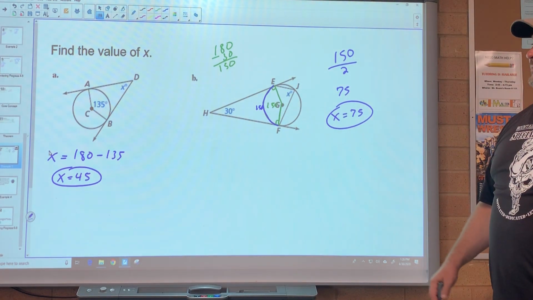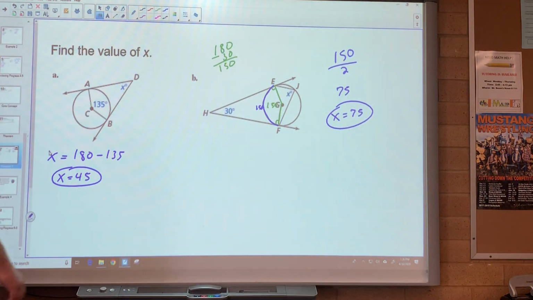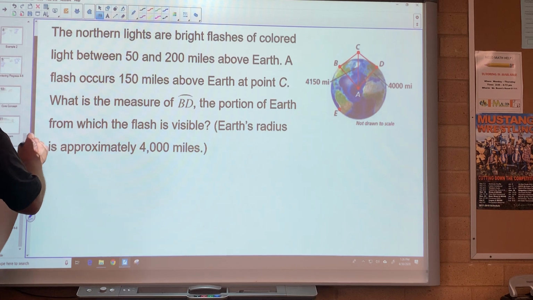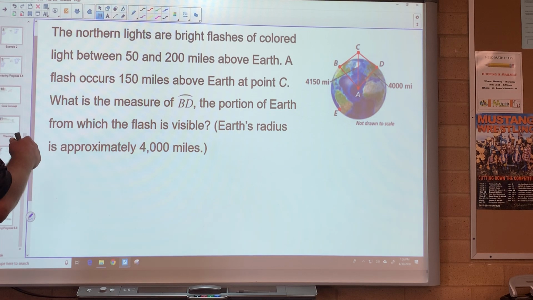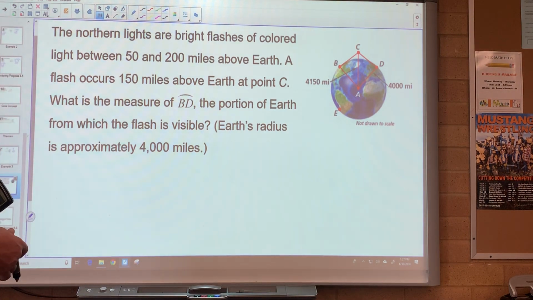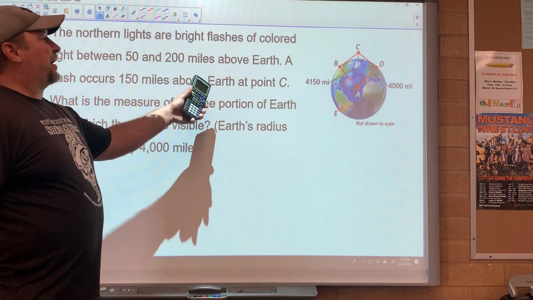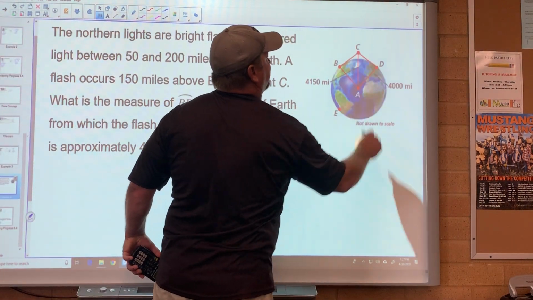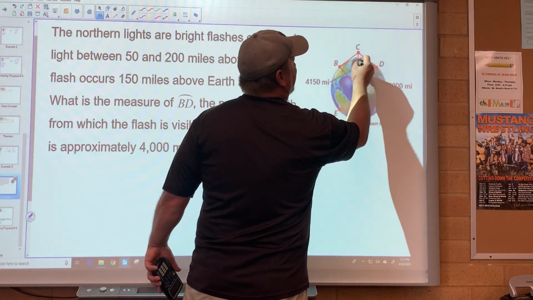We're going to do one more of those, so that'll help you. Okay? Before we do that one, we're going to do a problem that involves a little bit of trig. So remember trig that we've done in the past. Okay. The northern lights are brightest and flash colored light between 50 and 200 miles above the earth. Okay, those are the things that happen up near Alaska. Okay, a flash occurs 150 miles above the Earth at point C. So it's 150 miles up. It says, what is the measure of arc B to D? So they want us to find that arc from there to there.